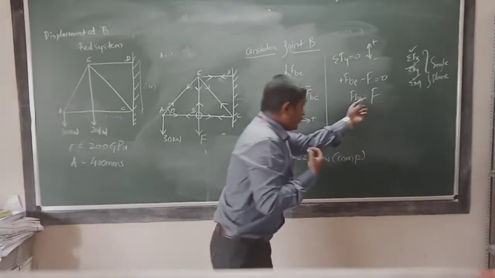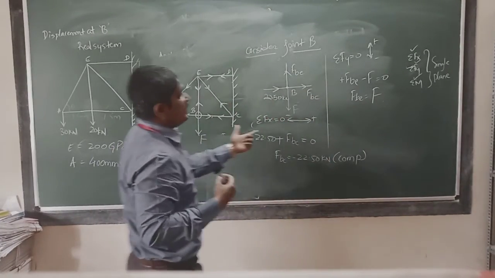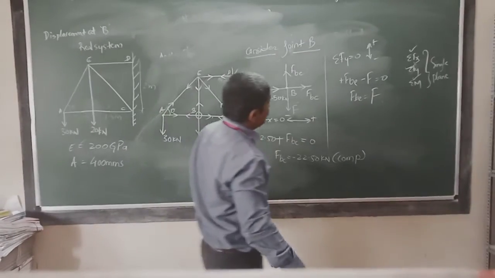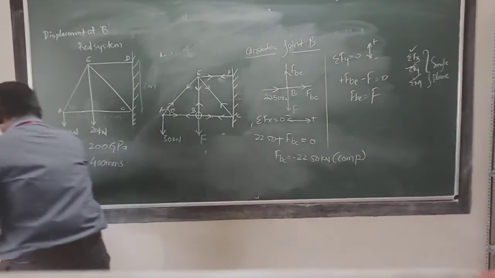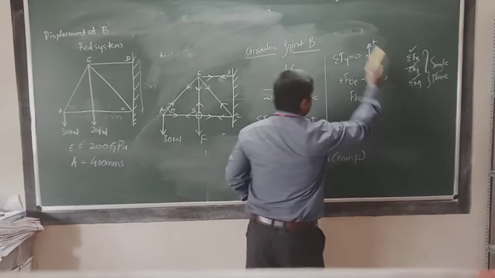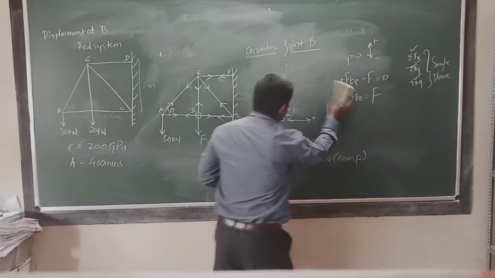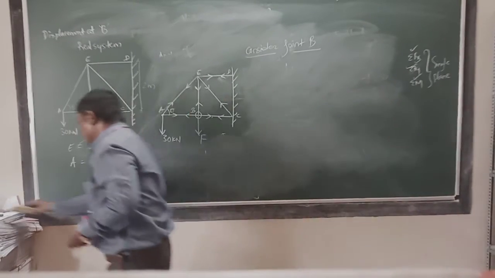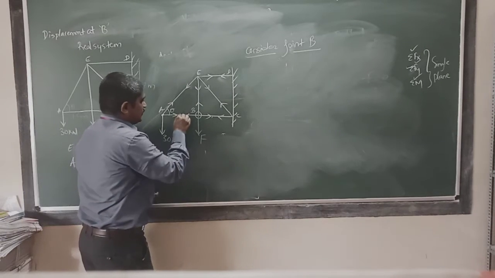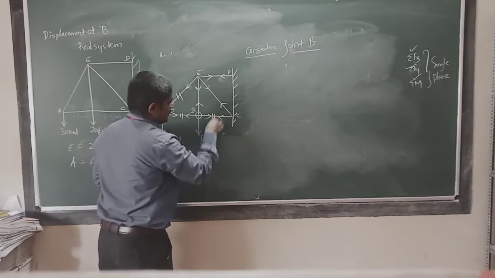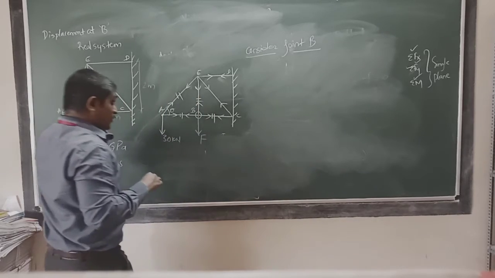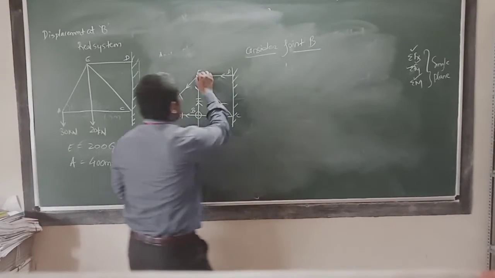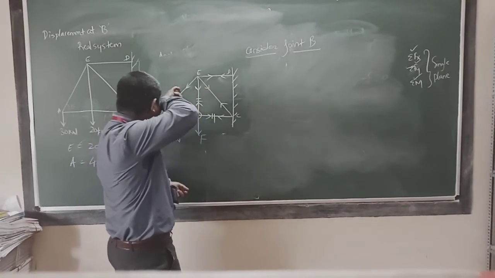Okay, so in the BE, FBE is nothing but it is also F only, positive. Next, after calculating this, let us go for joint E. So you have to see which all members we have already calculated. This is done, this is done, this is done, this is done. We are left with only these two forces here. So let us consider the joint which will include both the members here.